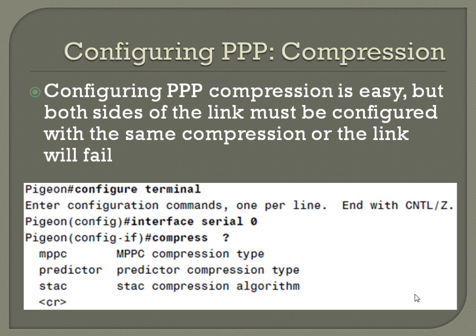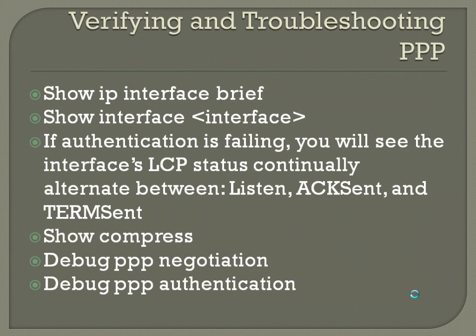Verifying and troubleshooting PPP. The first thing you're going to want to try to do is a show ip interface brief to get familiar with your interfaces and see if the interface you're trying to get PPP to work on is even up, or up/down, or what. Show interface, if you need a little bit more information, you can do a show interface with the interface name and number.